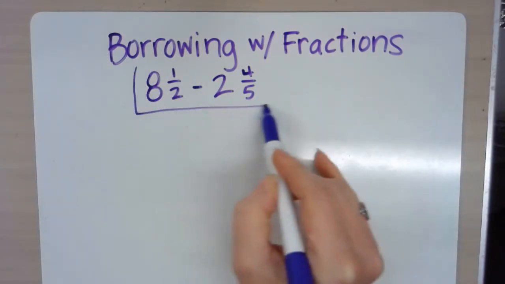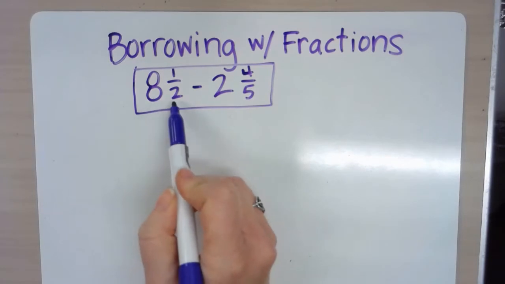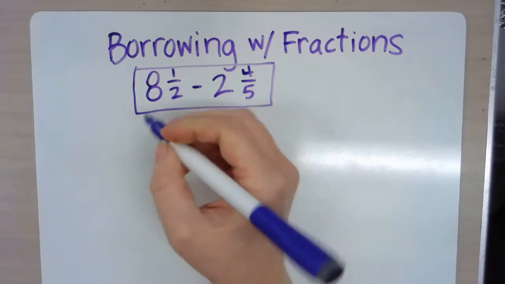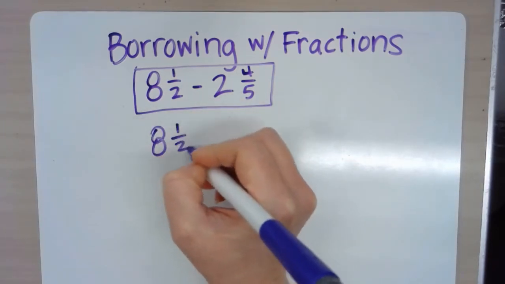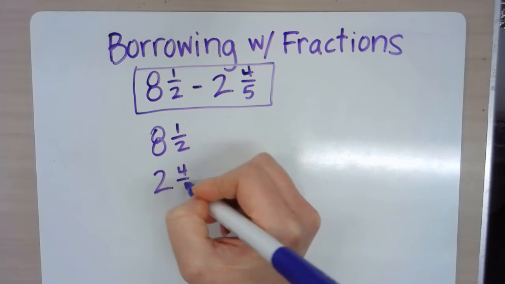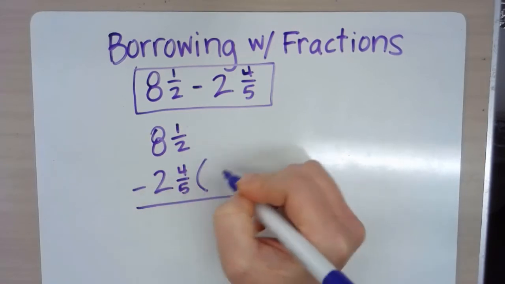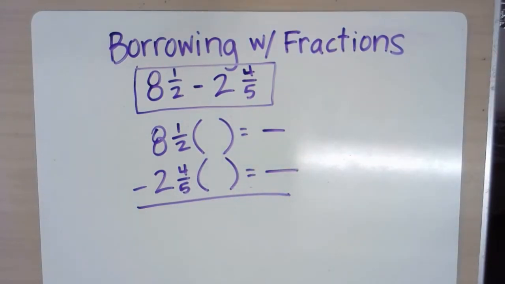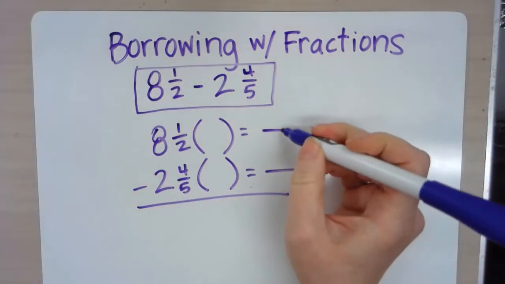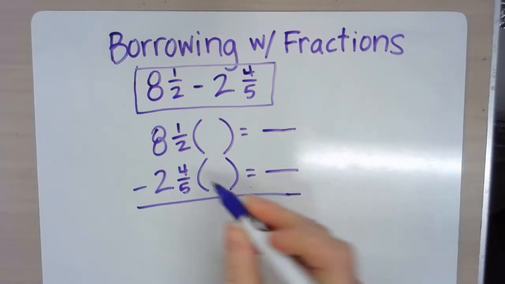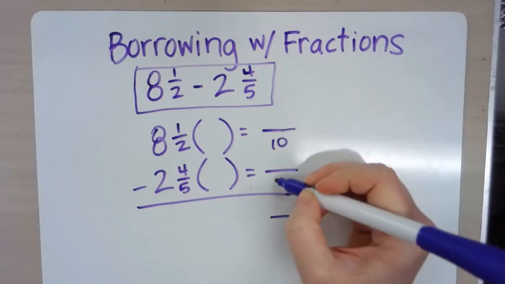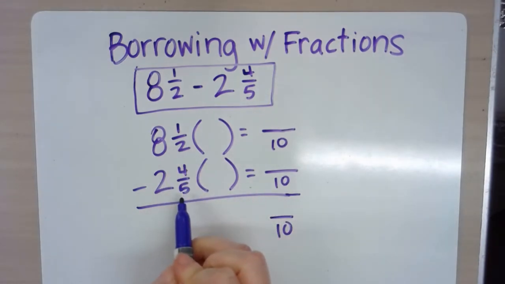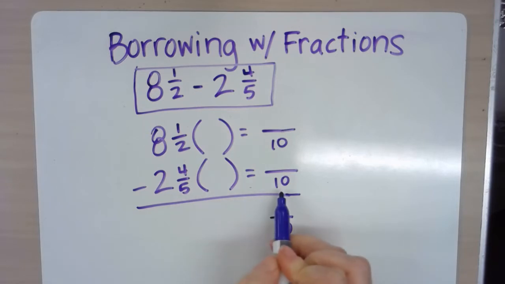If I had this problem, boys and girls, and I had 7 1/2, and I'm taking away or losing 2 4/5, let's take a look at how that would work and what I would do. We have been practicing creating equivalent fractions so that we arrive at common denominators. With this practice, we know that we are going to look for the LCM of 2 and 5. The least common multiple of 2 and 5 is 10.